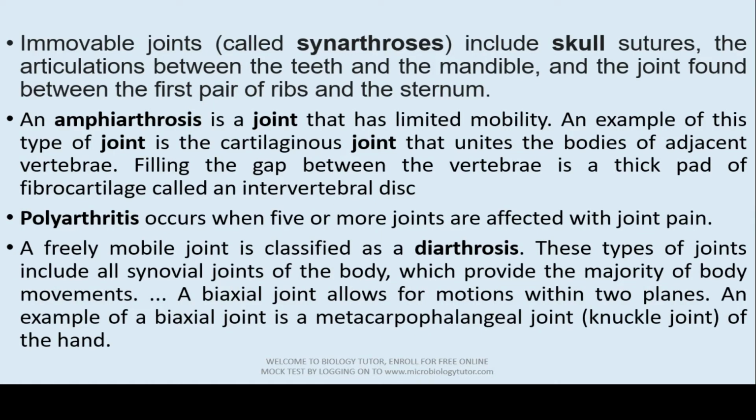Immovable joints called synarthrosis include skull sutures, the articulations between the teeth and the mandible, and the joint found between the first pair of ribs and the sternum. An amphiarthrosis is a joint that has limited mobility. An example of this type of joint is the cartilaginous joint that unites the bodies of adjacent vertebrae. Filling the gap between the vertebrae is a thick pad of fibrocartilage called an intervertebral disc.